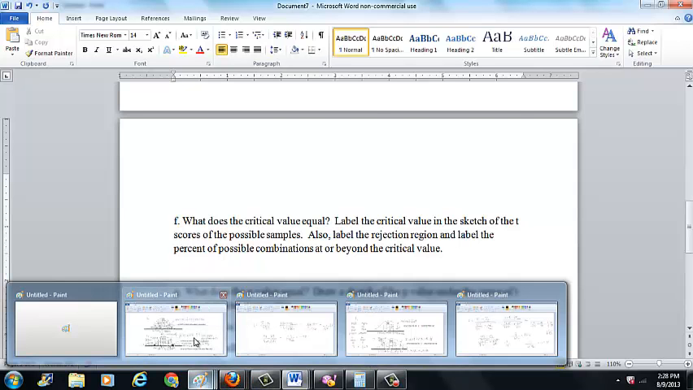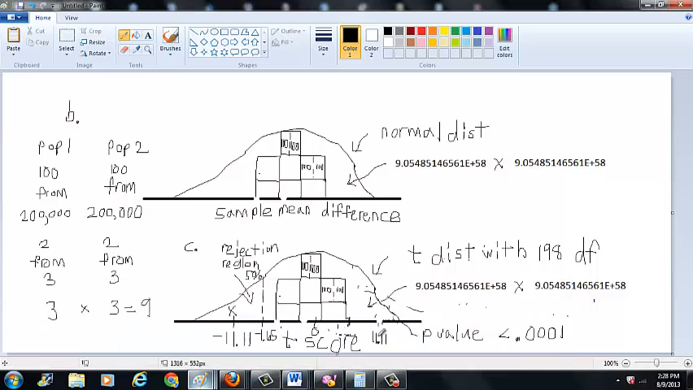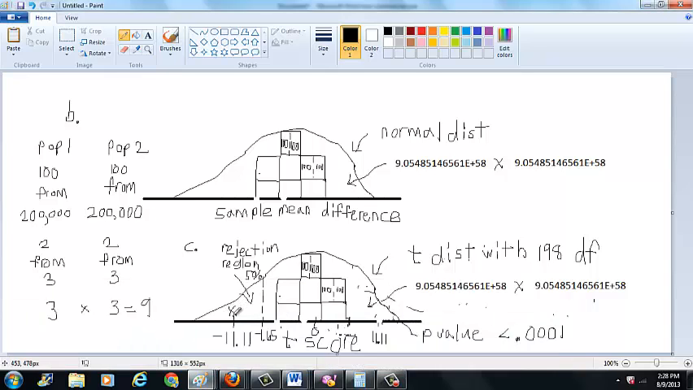When we draw the sketch of our p-value, this time it's a one-tailed test, and our t-score was negative 11.11, so the p-value is just this shaded area that starts at negative 11.11 and goes further to the left. So we can say this is our p-value, and it's less than 0.001.